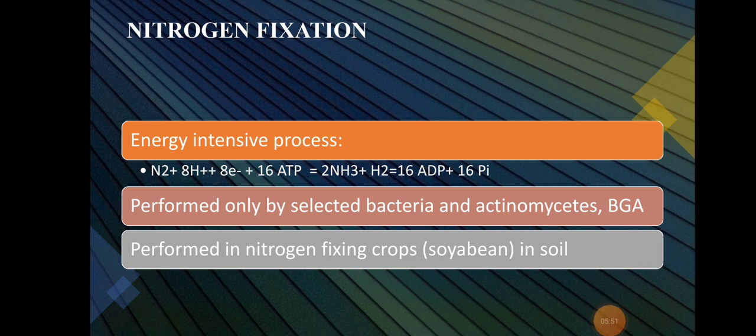Nitrogen fixation process: there are three different types of fixation. One is atmospheric fixation, another is industrial fixation, and the third is biological fixation. Coming to atmospheric fixation, that is a natural phenomenon where the energy of lightning breaks nitrogen into nitrogen oxides, which are used by plants.